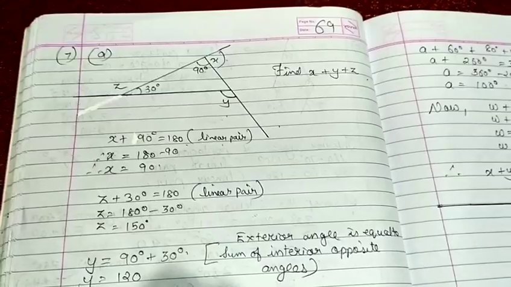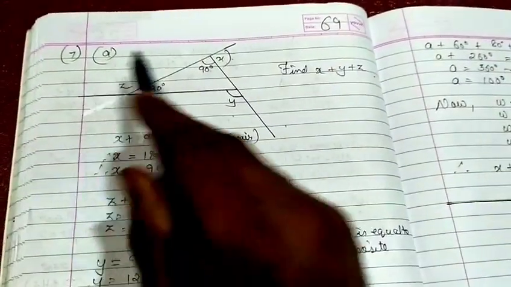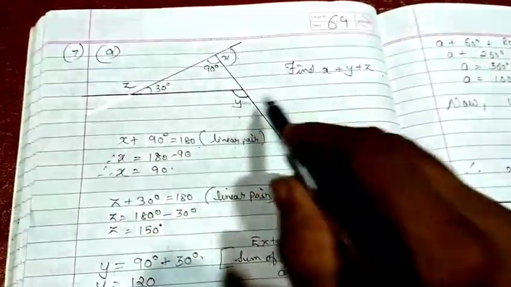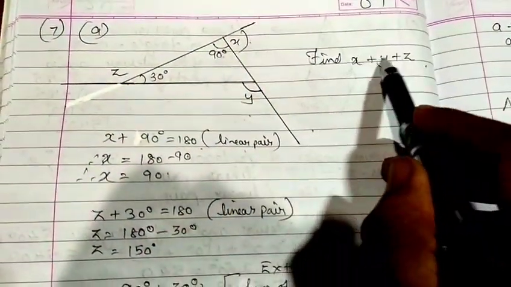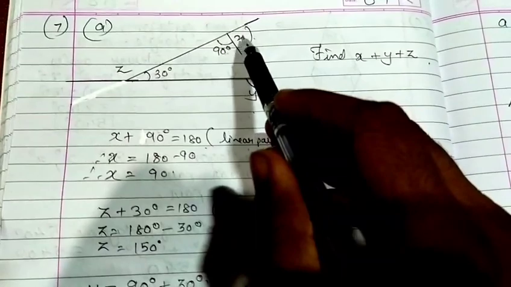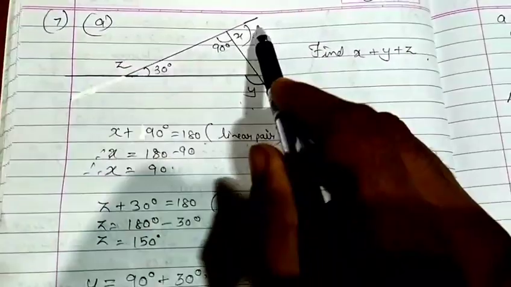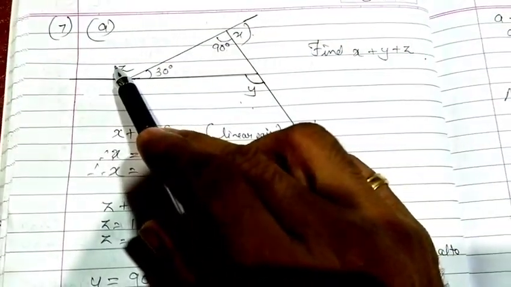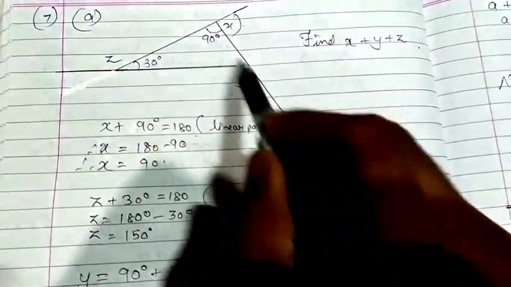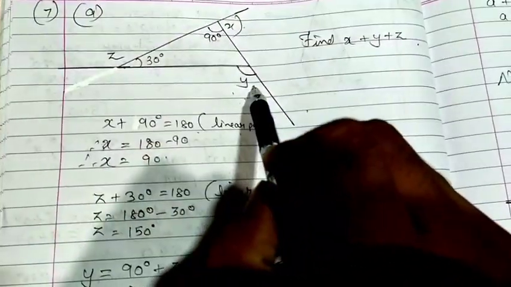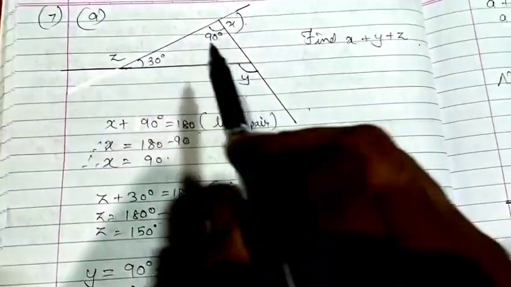Let us begin question number 7. First one. The figure is a triangle, and we have to find the value of x plus y plus z. Everywhere see here x, y and z, the sum of these three angles. But we find that all these x, y and z are in the exterior of this triangle and the values are not given. So first we have to find those values.